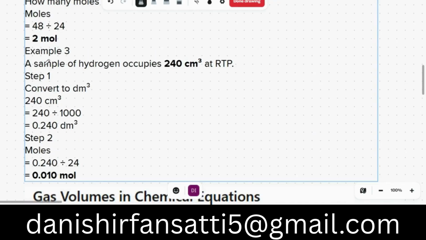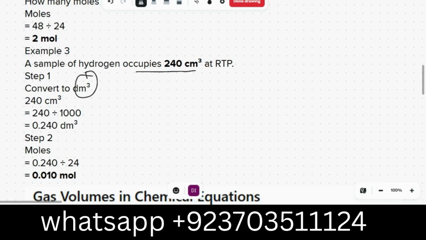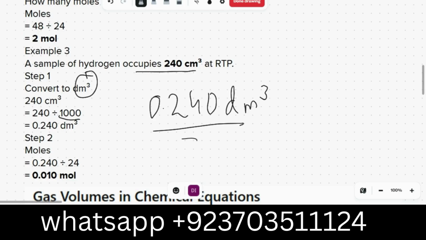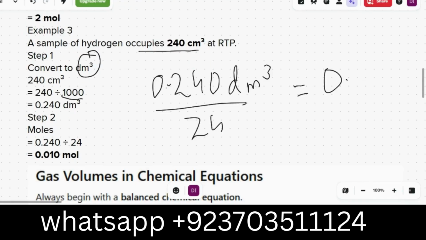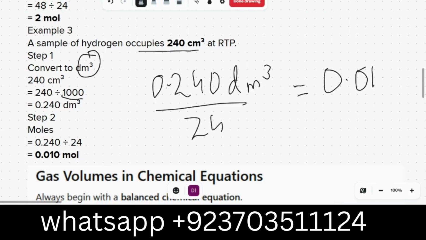A sample of hydrogen occupies 240 cm³ at room temperature. Step 1 is to convert it into dm³. So 240 cm³, we divide by 1000, which gives us 0.24 dm³. Now we have to calculate the number of moles. So we divide 0.24 by 24, and that will give us 0.01 moles.